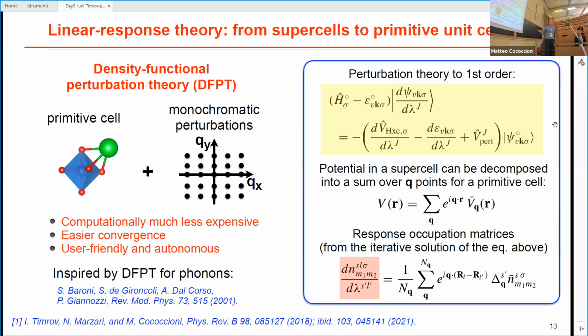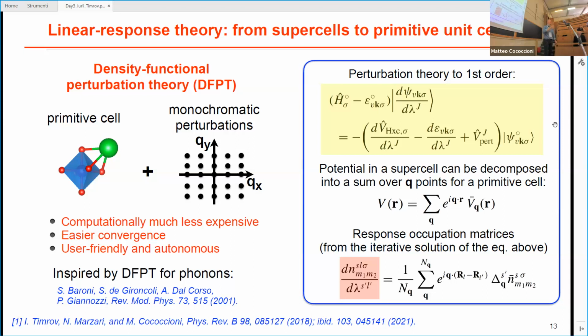This approach is very nice because it's computationally less expensive. As Stefano mentioned, I think on Monday, the computational cost is lower because now we have linear scaling with respect to the number of Q points. So we have fewer atoms, but more Q points, but it's linear scaling with respect to Q, and Q still scales cubically with respect to the number of atoms.